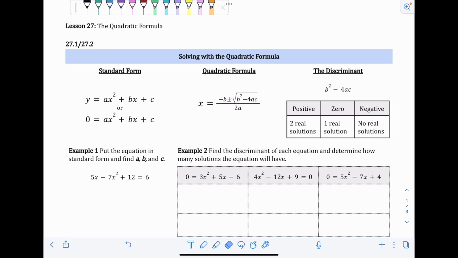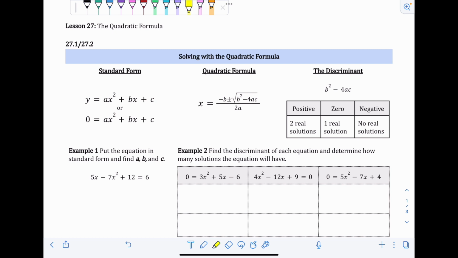S1L27 is the quadratic formula, and the quadratic formula is just another method that we can use to solve quadratics. What's kind of cool about it is that you can use it to solve any quadratic equation regardless of how simple or how complex it is. Before we can get into what the quadratic formula is, I just want to review standard form.